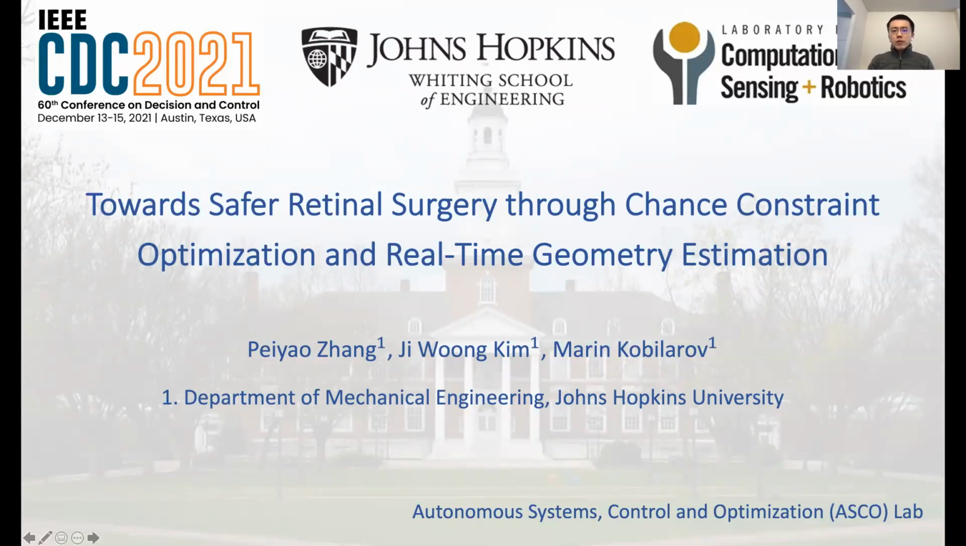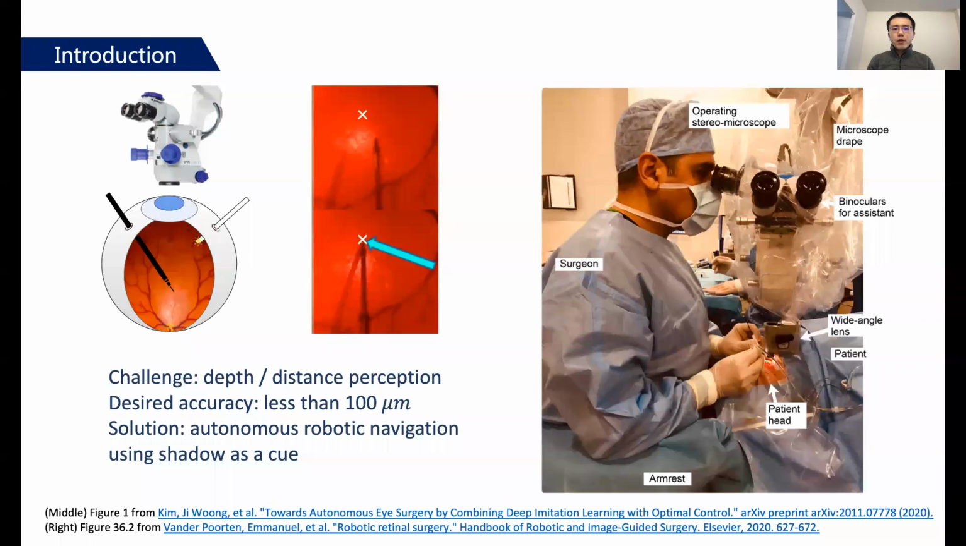Today, I'll talk about towards safer retinal surgery through chance constraint optimization and real-time geometry estimation. Retinal surgery is one of the most challenging surgical procedures due to its high precision requirements, limited workspace, and the delicate tissues involved. A typical retinal surgery requires an operating microscope to provide the top-down view of the surgery scene. The surgeon will insert a surgical tool and the light source into the eye to operate on the retinal tissue.